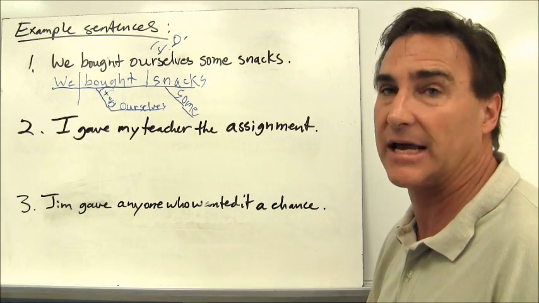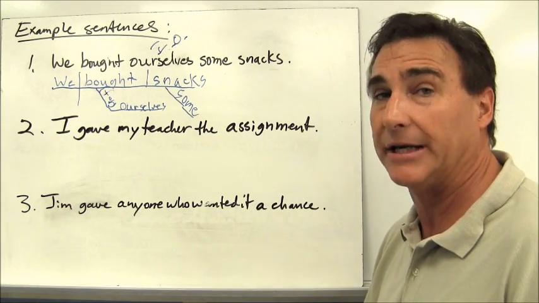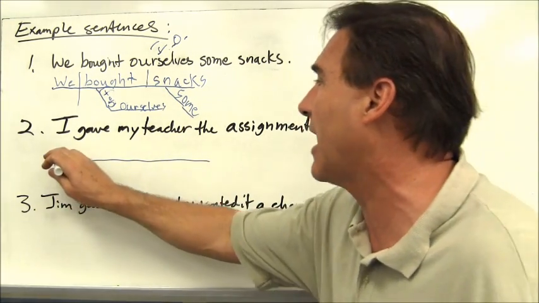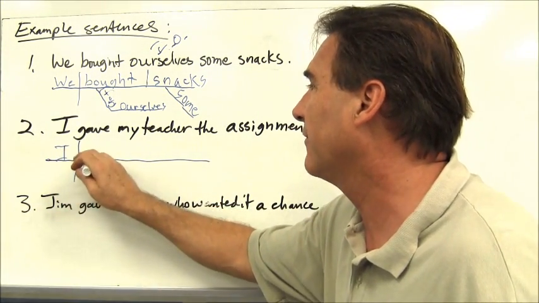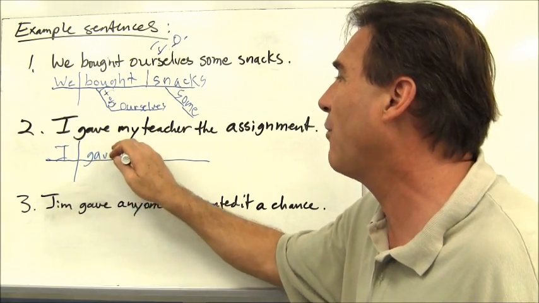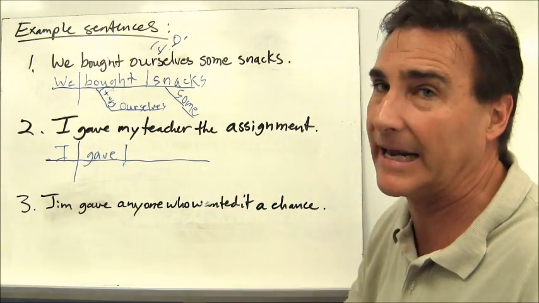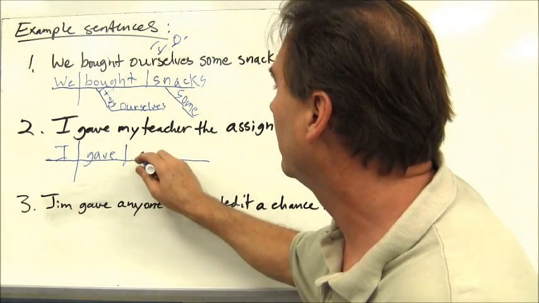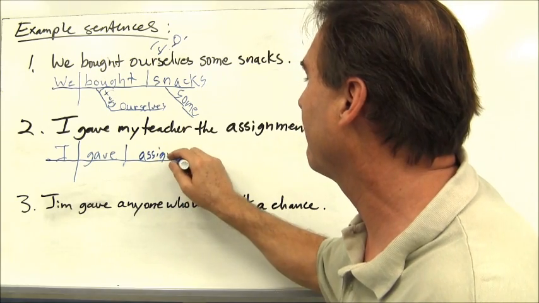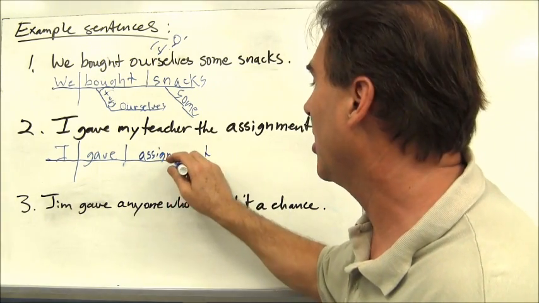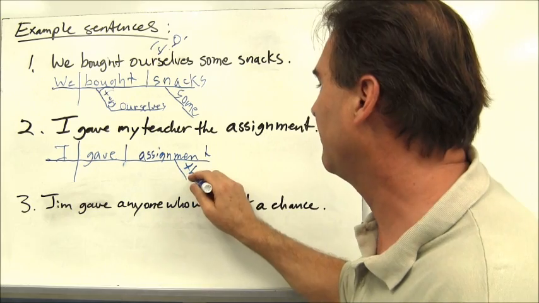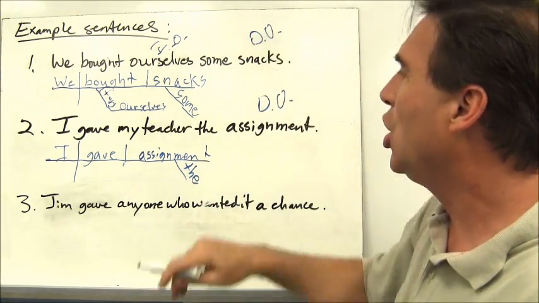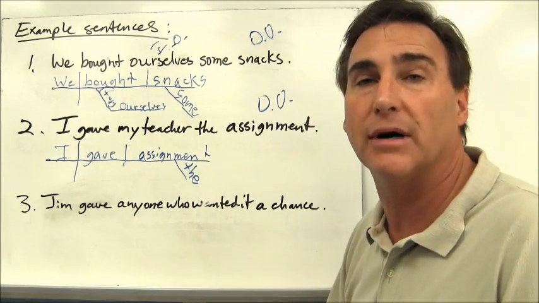I gave my teacher the assignment. All right, diagnostic questions again. I gave what? Right, if we're going to diagram it out, I did some giving, right? I gave. Gave what? Did I give my teacher or did I give the assignment? Obviously, you're not going to give the teacher. You gave assignment. So, assignment. Which assignment? The assignment. So, we've taken care of our direct object here. By the way, snacks is our direct object up there. We suspect, therefore, that teacher must be the indirect object.